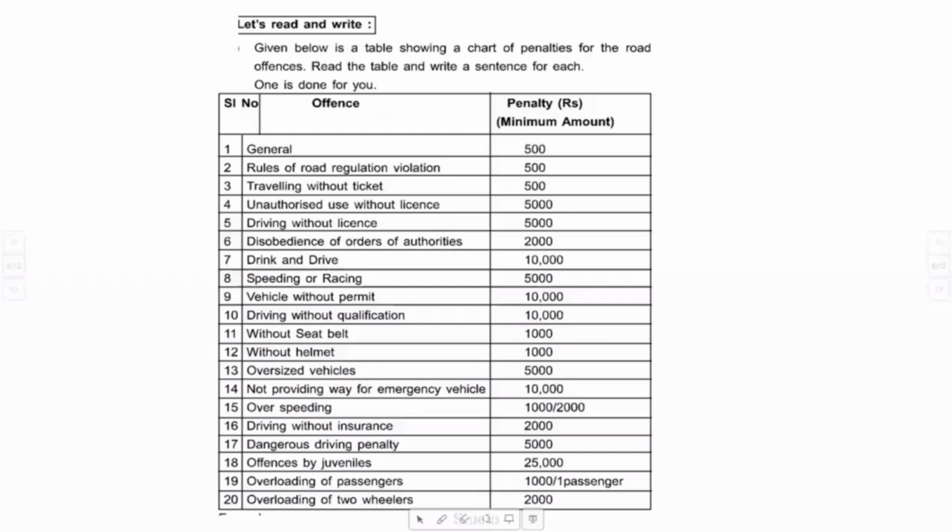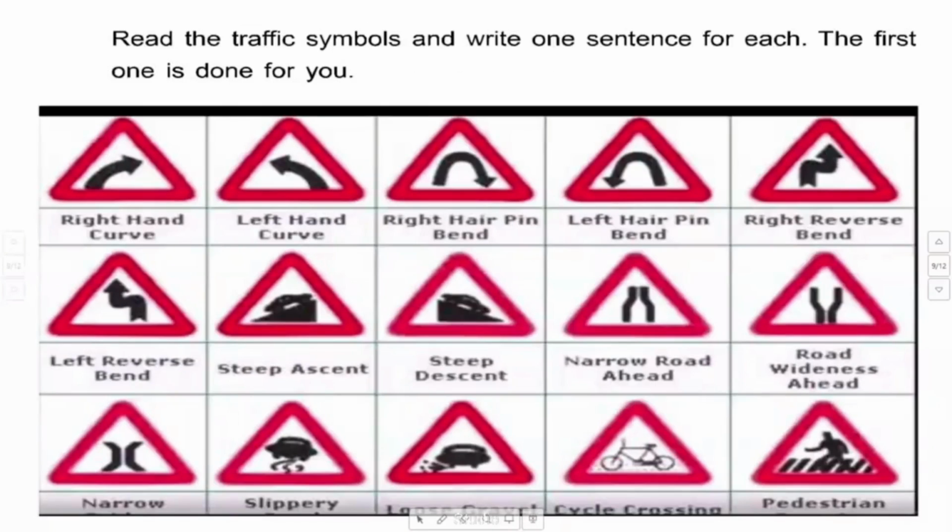Based on this, you have to write sentences. As per the Motor Vehicles Act, if you ride a bike without license, you will have to pay a fine of Rs 5,000. Without helmet, 1,000. Without seat belt, 1,000. Overspeeding, 1,000 or 2,000. Driving without insurance, 2,000. So you have to write one sentence at least based on each penalty given in this matrix or table.